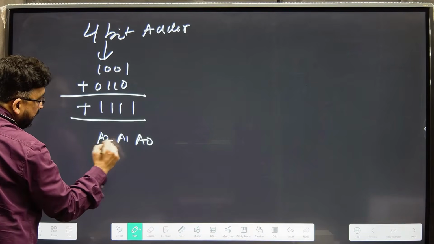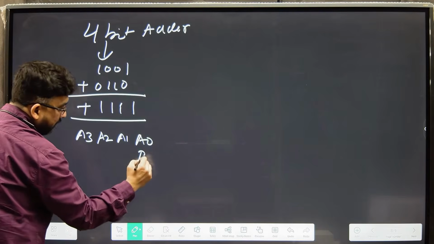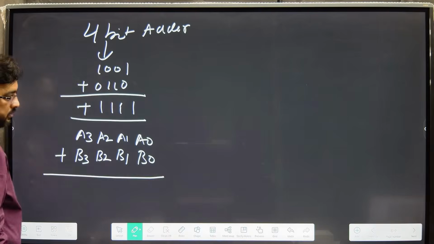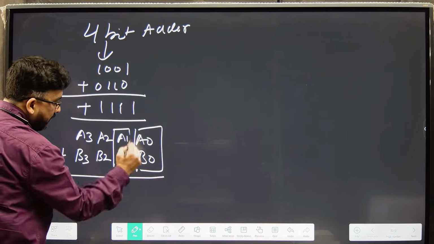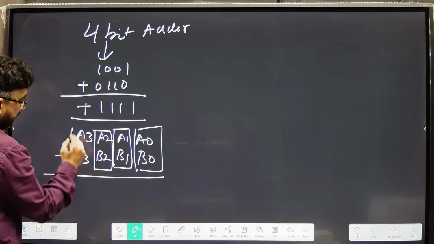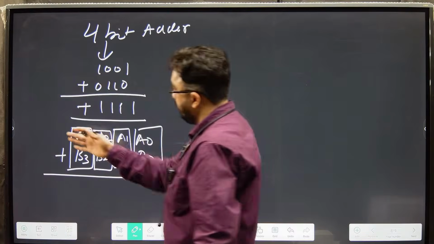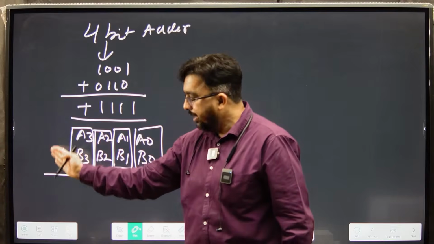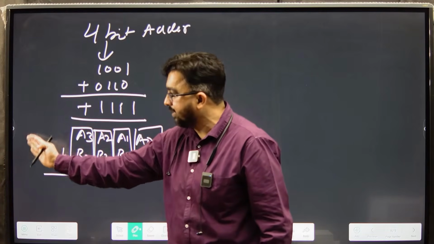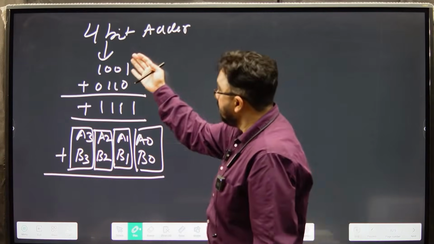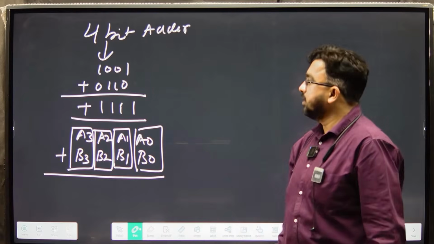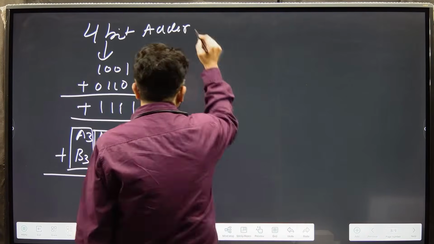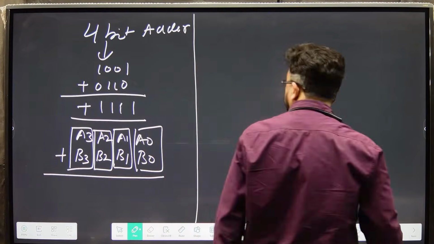A0, A1, A2, A3, B0, B1, B2 and B3. So this is one full adder, this is one full adder, this is one full adder, and this is one full adder. If you want to make an 8-bit, you can start adding in this way: A4, B4, A5, B5, A6, B6, A7, B7. So this is the simple solution of your 4-bit adder. Now let's design the hardware of the 4-bit adder.